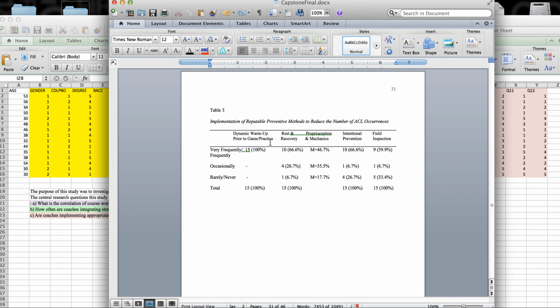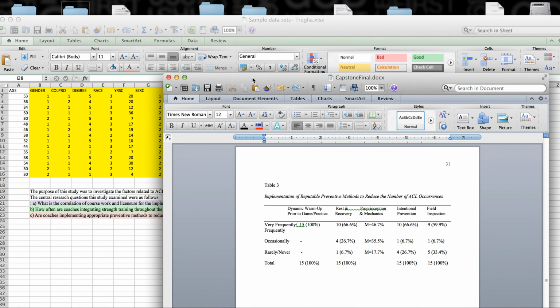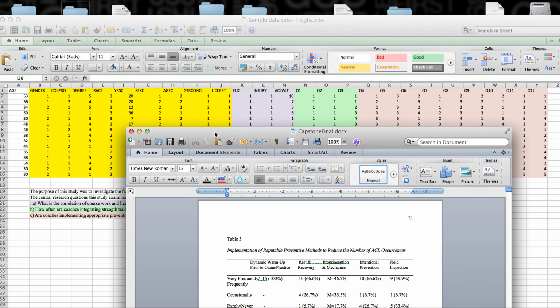And then following this method that I provided in this tutorial, you will be very successful in organizing your data, disseminating the findings, and then writing the results.